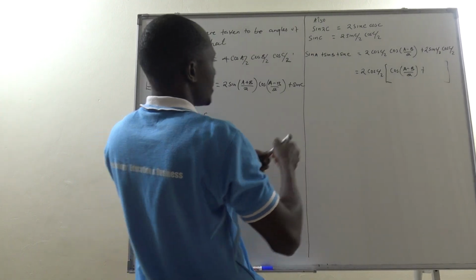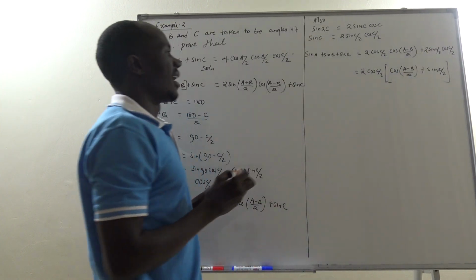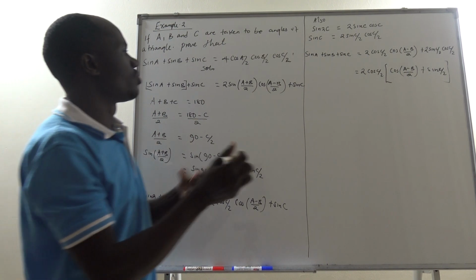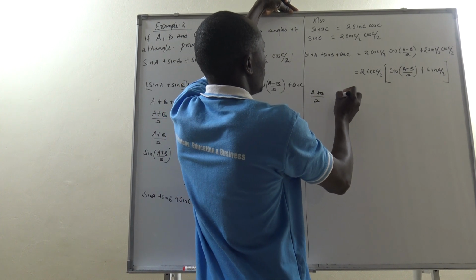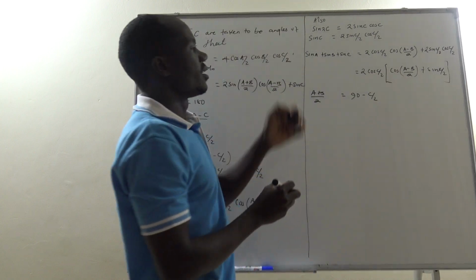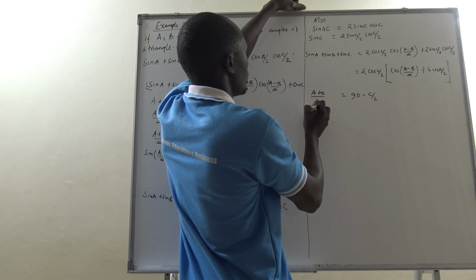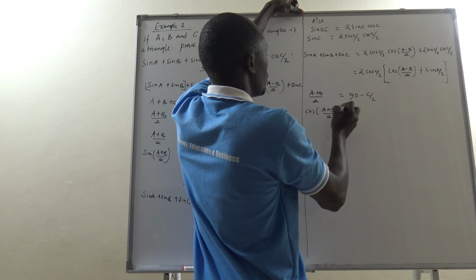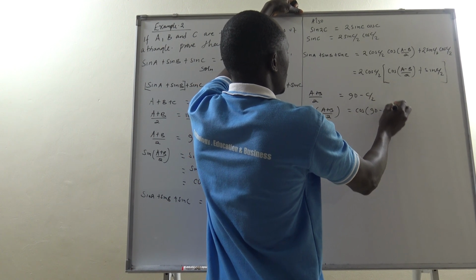We are having sin C by 2 plus sin C by 2. Again, recall that when we had A plus B by 2, it was the same as 90 minus C by 2. Suppose I introduce a cos on both sides. Can we introduce a cos? Cos of A plus B by 2 equals cos of 90 minus C by 2.